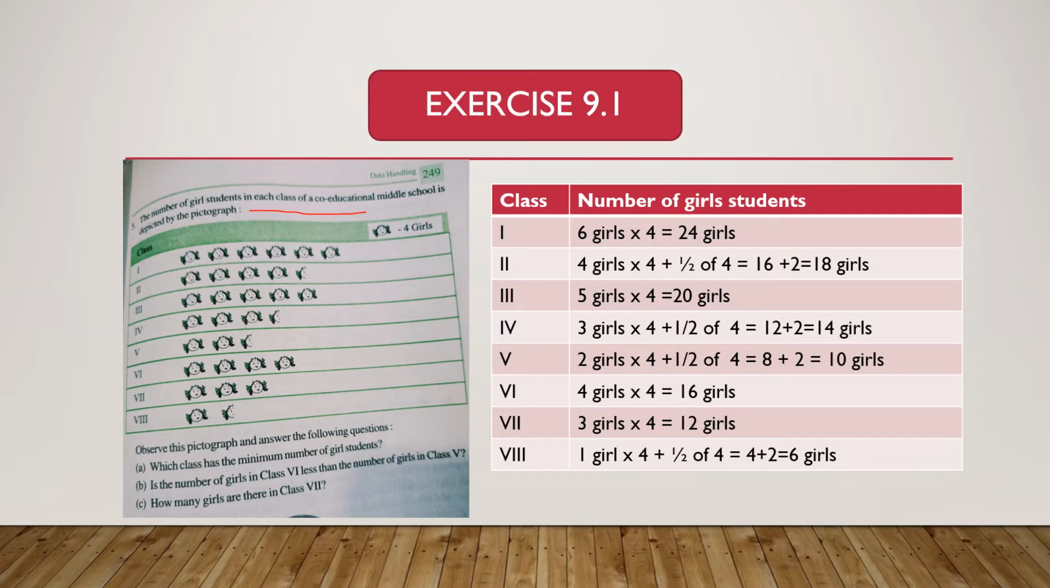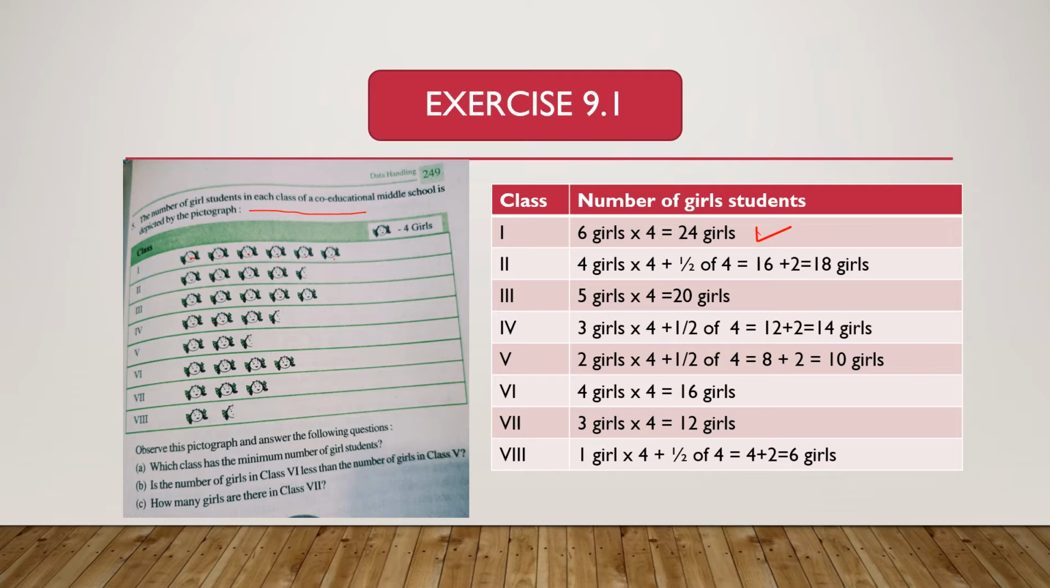Class 1 up to class 8, these are the classes 1 to 8, and the number of girl students in a particular class is given in pictograph symbols. In class 1 there are 1, 2, 3, 4, 5, 6 symbols, and one girl pictograph is equal to 4 girls. So 6 multiplied by 4 girls is 24 girls. In class 1 there are 24 girl students.